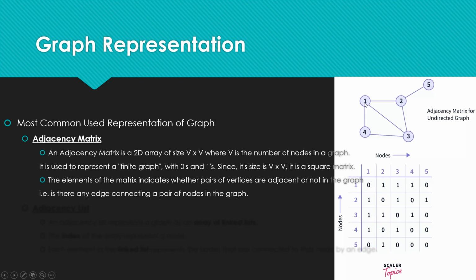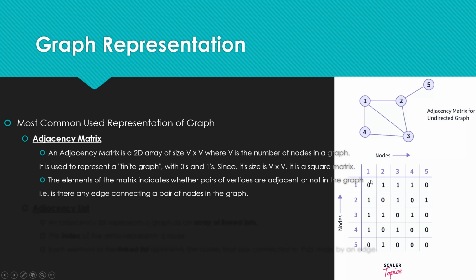So for example, in our graph here, between 1 and 2 there is an edge, 1 and 3 has an edge, 1 and 4 has an edge. But 4 and 2 does not have an edge. So that's being represented here. Let's say 1 and 2, we have an edge here, 1 and 3 also have an edge, and 1 and 4 we also have an edge.